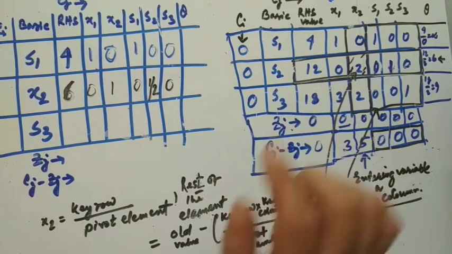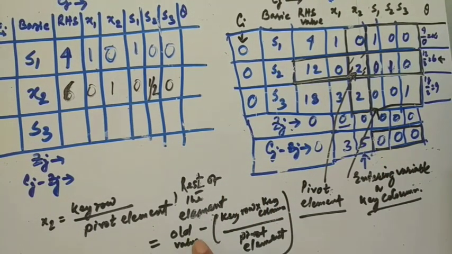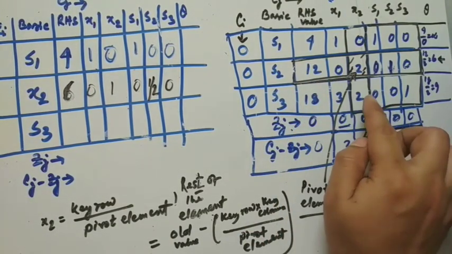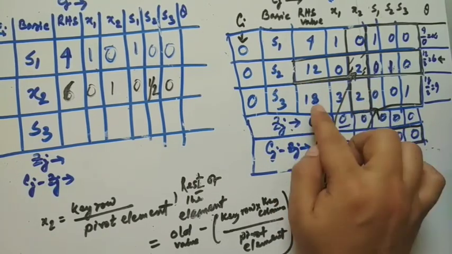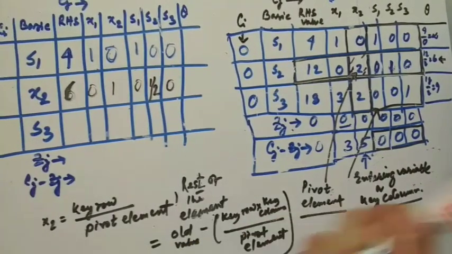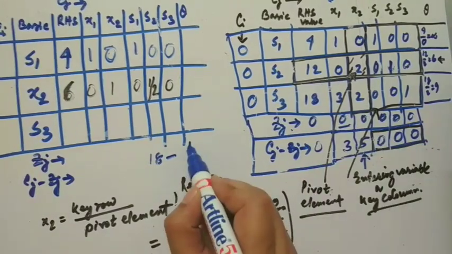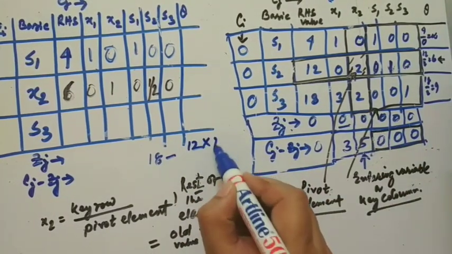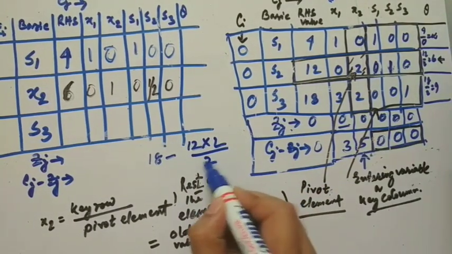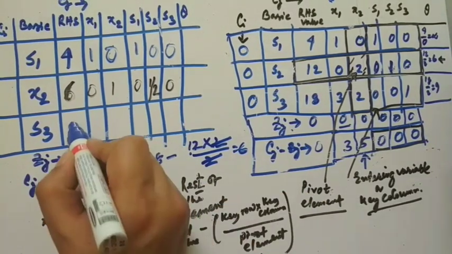So for this one we have 18 as the old value, so 18 minus the corresponding column value and row value. So 12 and this one is 2, corresponding row value, corresponding column value. So old value 18 minus key row into key column, key row 12 into 2, corresponding key row value. Pivot element is 2, so that will give you 18 minus 12, that is 6. So you will write 6 over here.